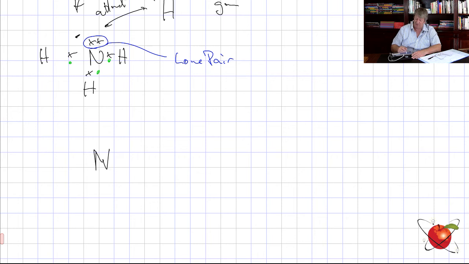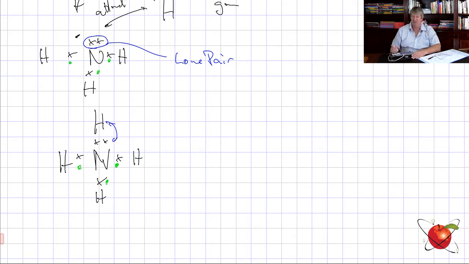We end up with nitrogen. And we put in our hydrogens, okay? And this poor chap over there, he floats along and he forms a bond. Basically, he just goes and sticks to that, all right?